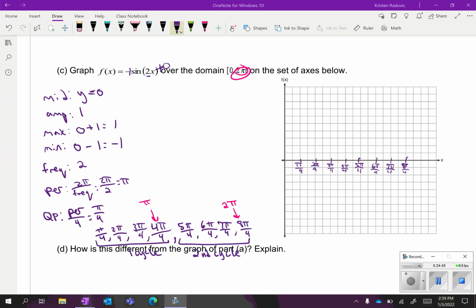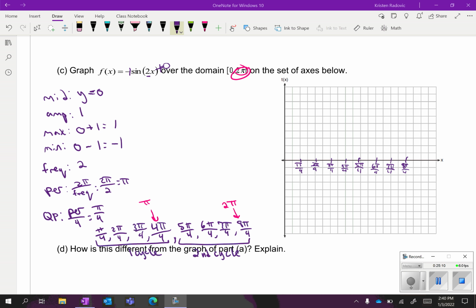And after you work to do all of that, it's probably a good time to tell you that you really don't need to label all of your quarter points. You just need to label your first quarter point, which is pi over 4, and your last one, which is 8 pi over 4. You could just make tick marks in between and leave the others blank. But I like to write them in because it helps me know which one I'm on.